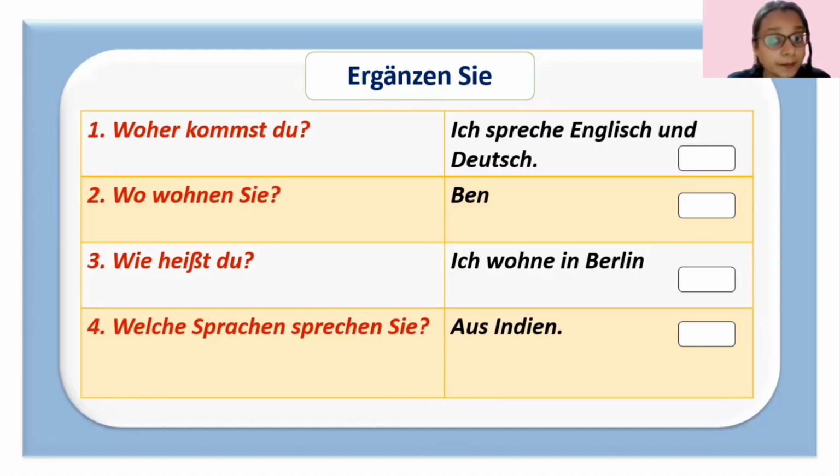Ben, which is a name. Next, ich wohne in Berlin. I live in Berlin. And last option is aus Indien, from India. Now I'm giving you 3 seconds. Finish this and let's discuss the answers. Okay, now check your answers. Is it correct? If yes, then great. You have done a good job till now.